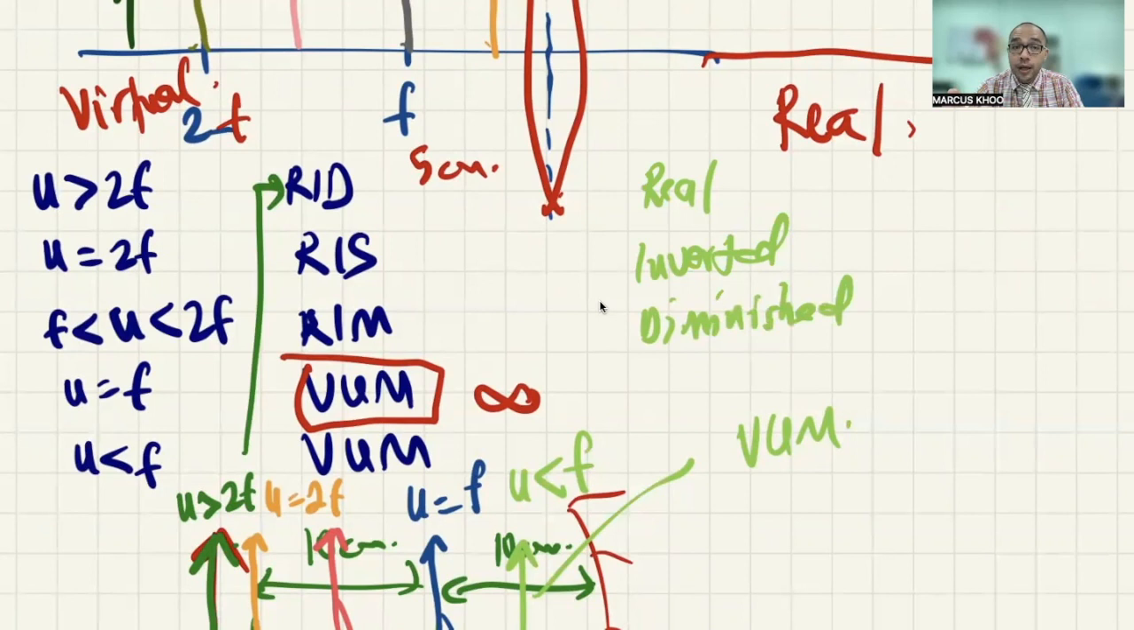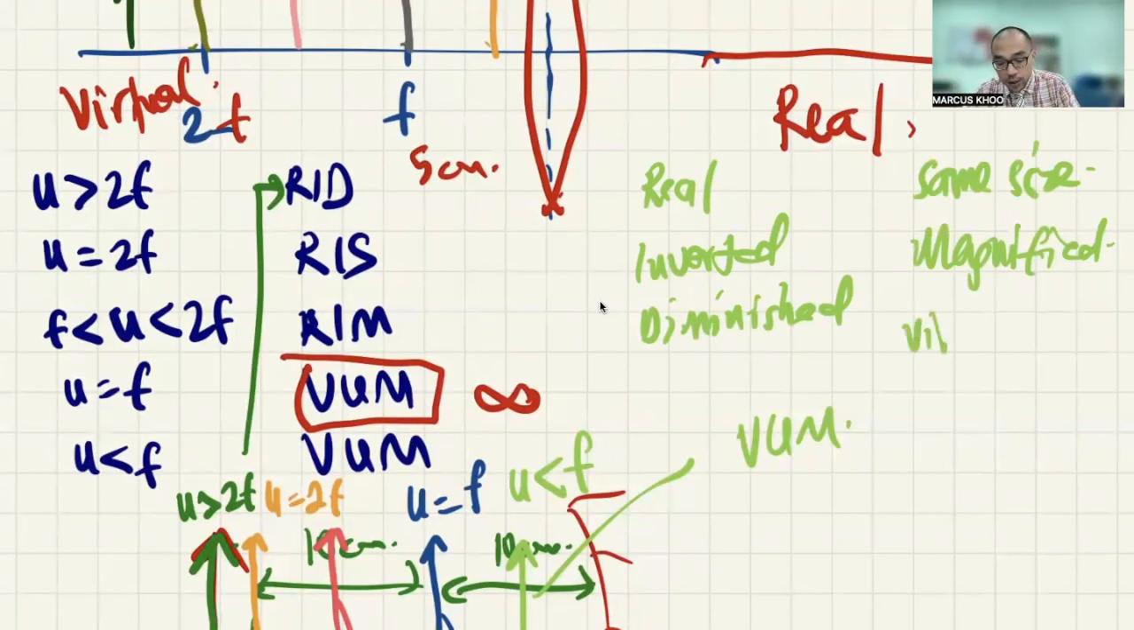That's RED. Okay, and then RAISE will be real, inverted and same size. That's RAISE. Okay, and then RIM is real, inverted and magnified. Okay, and then of course you're left with the VU and M. VUM. M is magnified, V is virtual. Okay, and then the last one is upright.